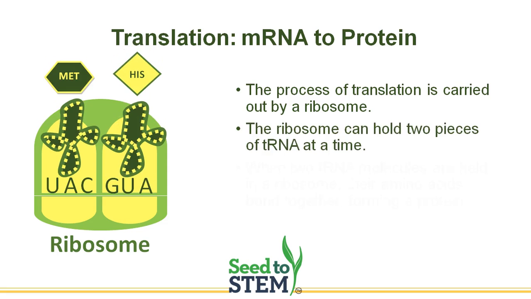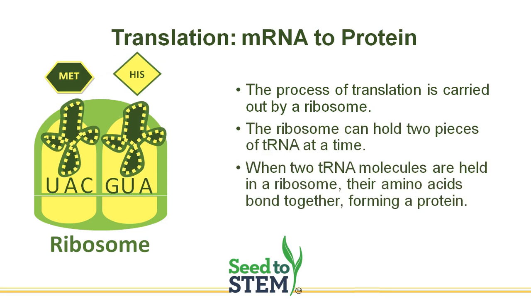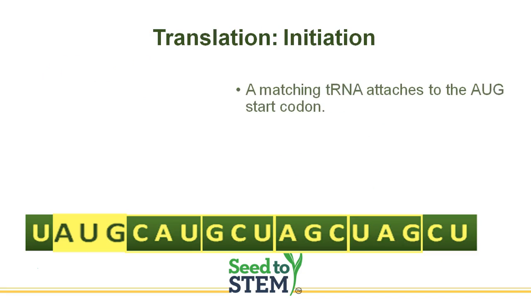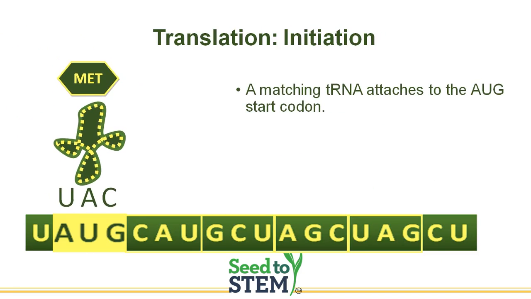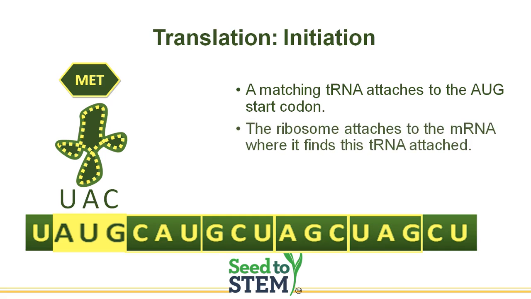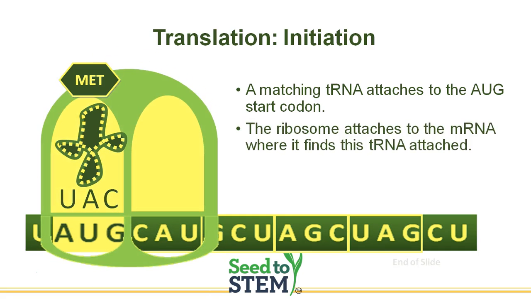This is carried out by a ribosome. Each ribosome can hold 2 tRNA molecules at a time. When they're held together, there's a bond formed between the 2 amino acids called a peptide bond. The ribosome is made up of 2 subunits. Translation begins with the process called initiation. A tRNA molecule with the UAC anticodon matches the AUG. At this point, the ribosome will form around this tRNA molecule.